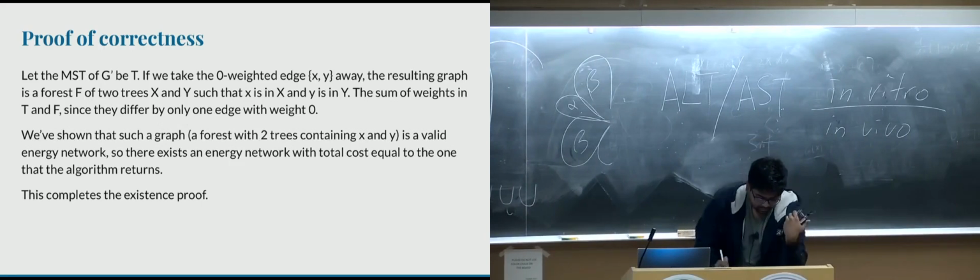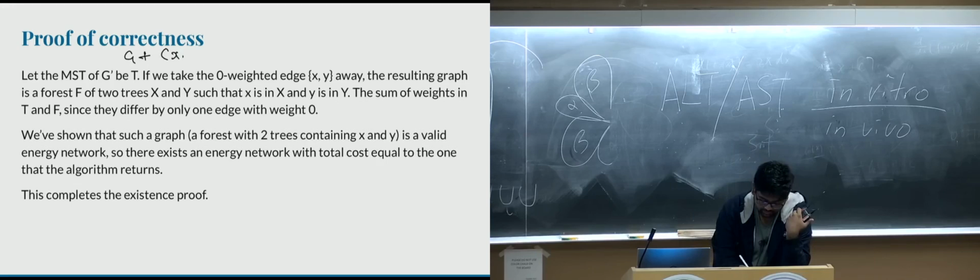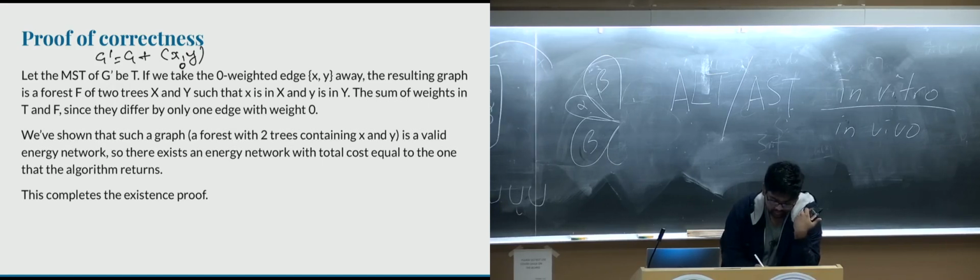So let T be the MST of G prime. What is G prime? It is just G plus the edge XY with weight 0. And now if we take the 0 edge weight away, the resulting graph is a forest F of two trees, such that X is in one and Y is in the other.